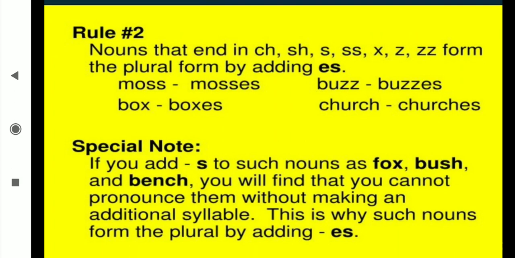Now what is the special note in this? If you add only s to such nouns as fox, bush and bench, you will find that you cannot pronounce them without making an additional syllable. Pronunciation will be hard if we join only s. That's why what do we join to these words? Es. This is why such nouns form the plural by adding es. Then the pronunciation will be correct.